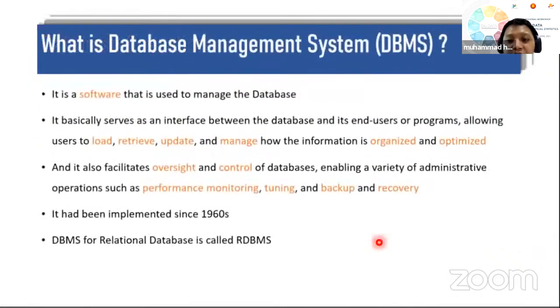Next one. After we know some database types and database operations, let us know the software that manages the database. It is called a database management system. It basically serves as an interface between the database and its end user or program, allowing users to load, retrieve, update, and manage how the information is organized and optimized. The DBMS also facilitates oversight and control of databases, enabling a variety of administrative operations such as performance monitoring, tuning, and backup and recovery. So there are many features in a single database management system. Surprisingly, it has been implemented since 1960. And the DBMS for relational database is called RDBMS.